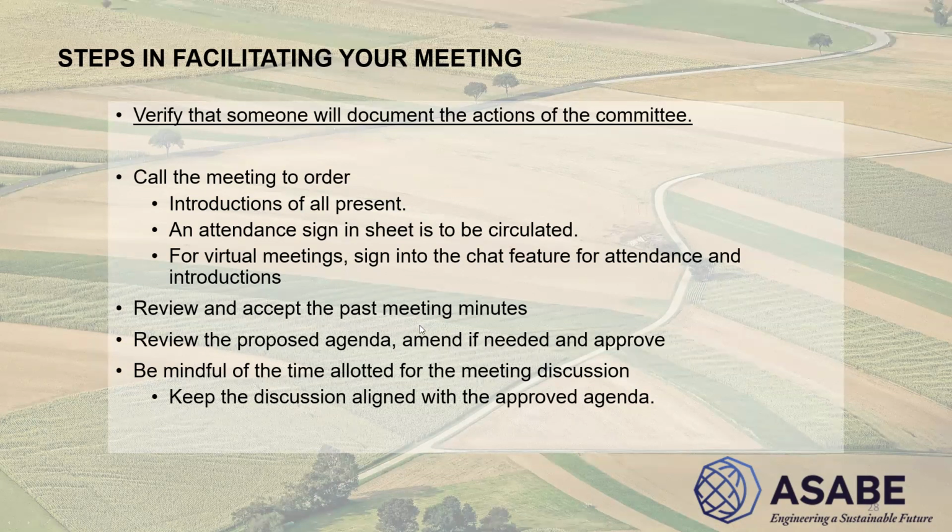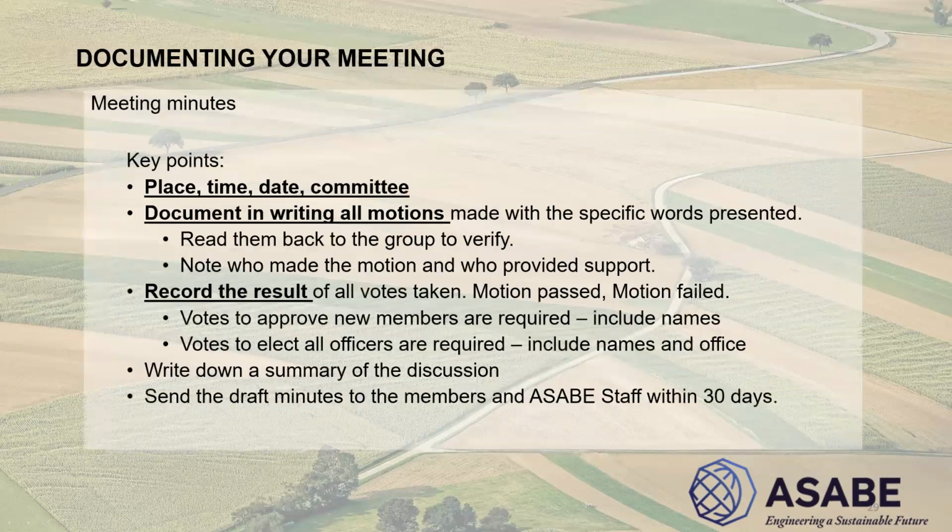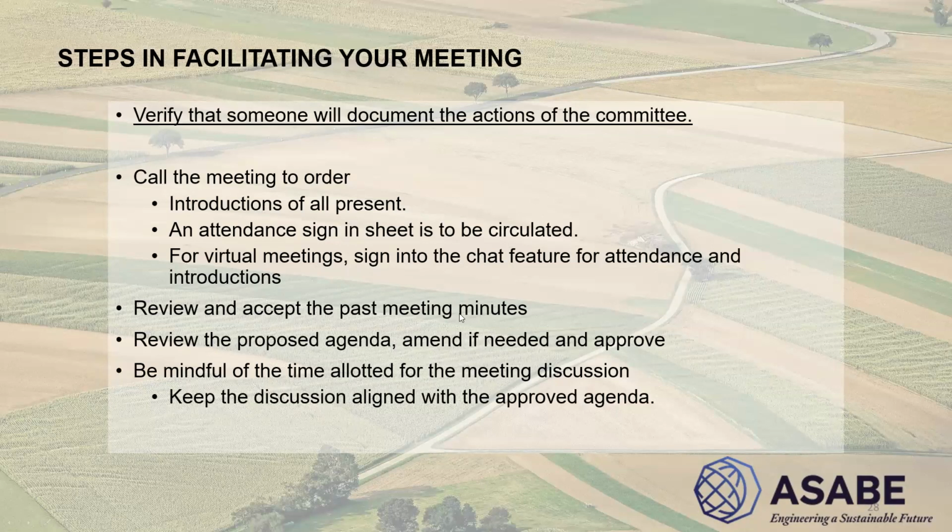Review and accept your past meeting minutes. And I've had a lot of people say, well, what if I didn't have a quorum at my meeting? What do I do? I can't approve the minutes. Don't worry about it. They're just notes. You know, the actions were taken, they're just notes. Just put down that everyone present acknowledged that they were presented, and move on.